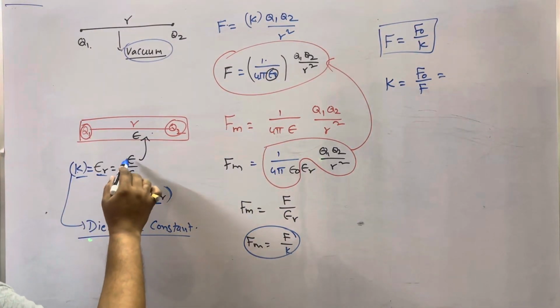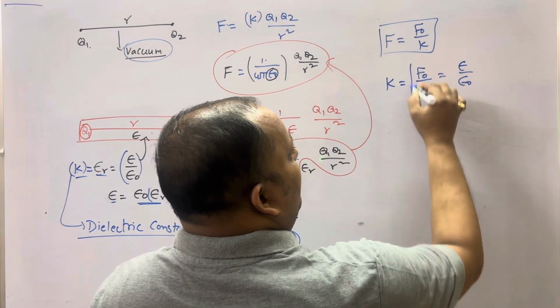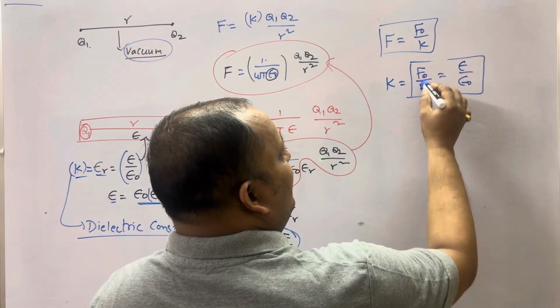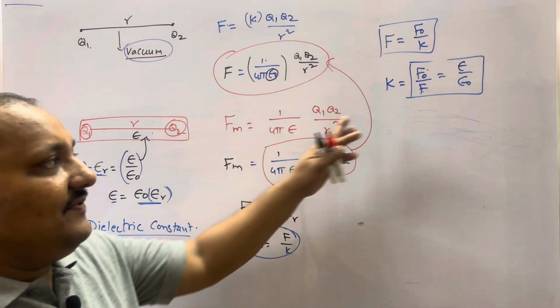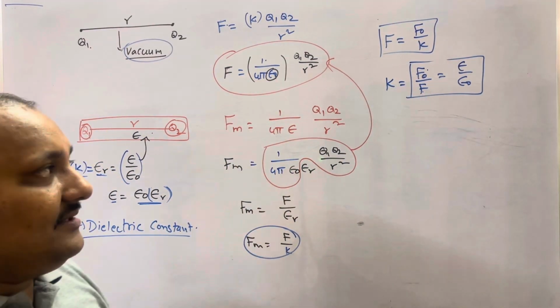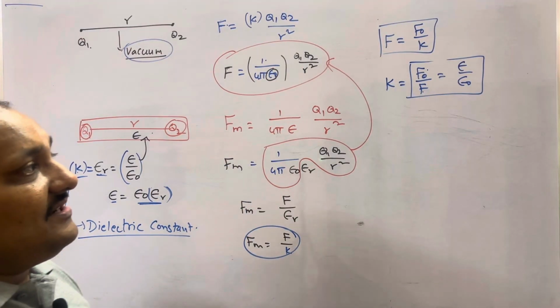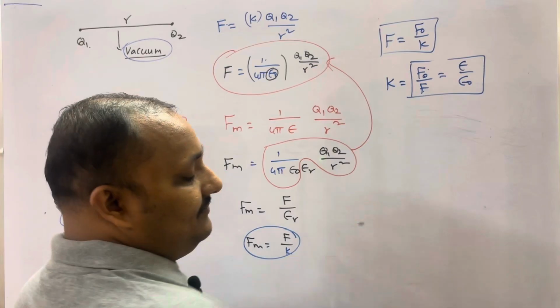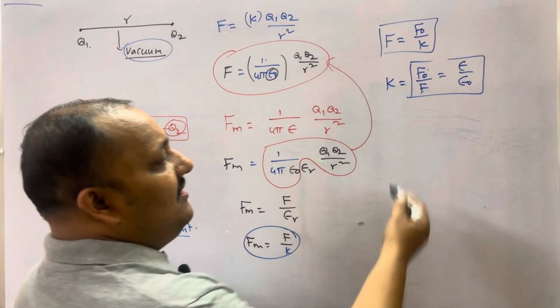Here we got epsilon by epsilon naught. See the difference: F naught by F. F naught is the electric force in vacuum or free space. F is the force in the medium. So they will give it very simply. After getting this equation, you should get a problem. How you are going to get the problem is very simple.